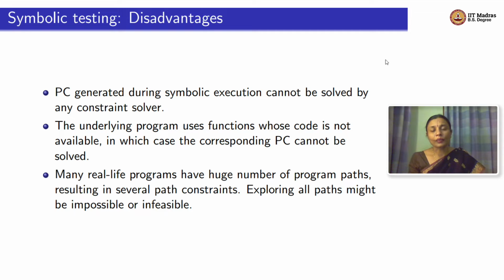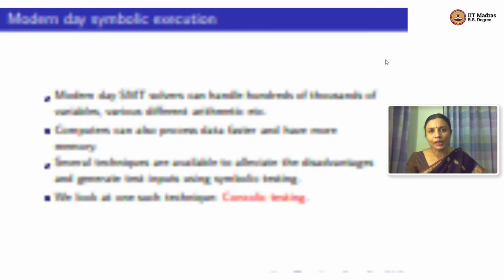of symbolic testing. One is the path constraint becomes such that it has conditions that cannot be solved by any state of the art constraint solver. And the underlying program could use functions whose source code is not available, so I have to figure out what to do. And the path constraint could be so large that it's not a feasible option to explore all path constraints because the program has many paths.